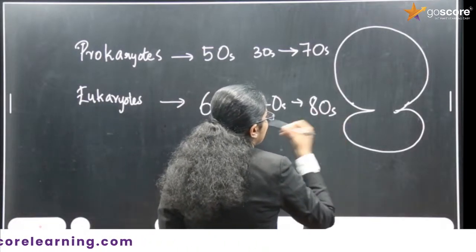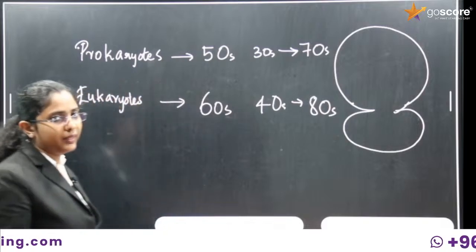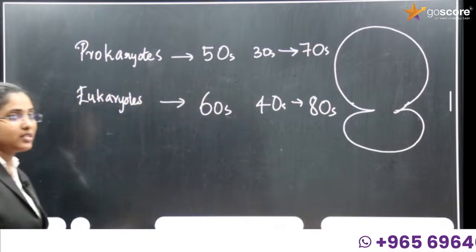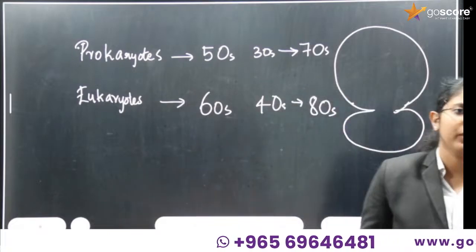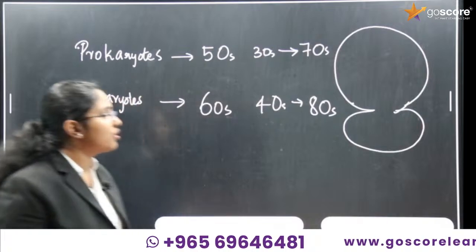What is this S? S is known as the Svedberg unit. It is known as the sedimentation coefficient. We call it the sedimentation coefficient, or the Svedberg unit. So that is the structure of the ribosome.